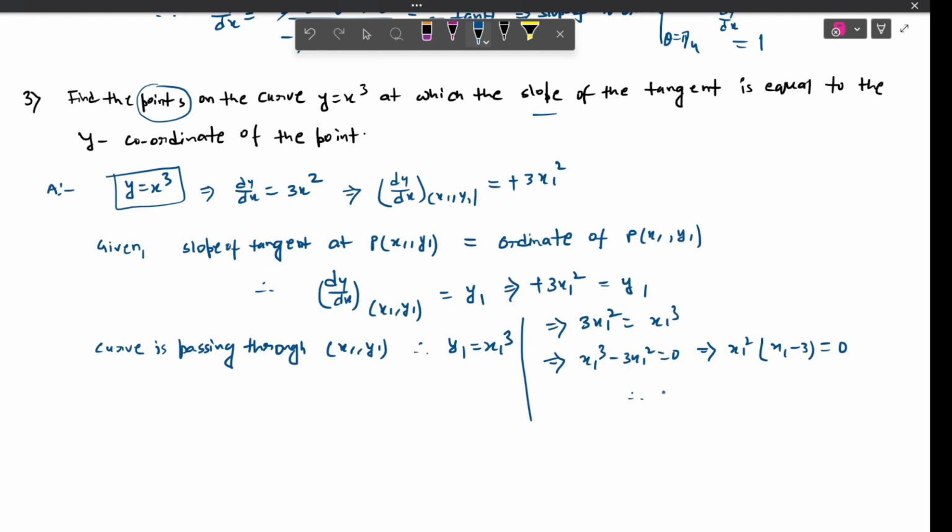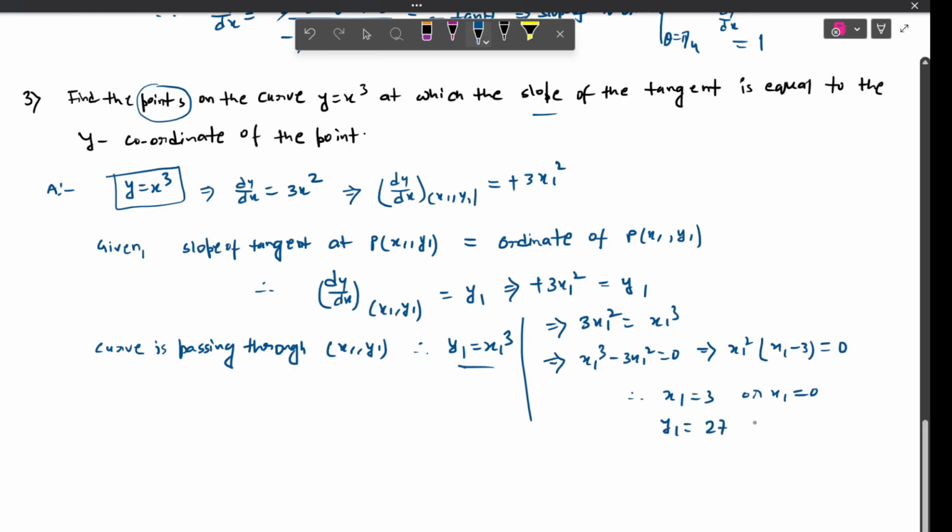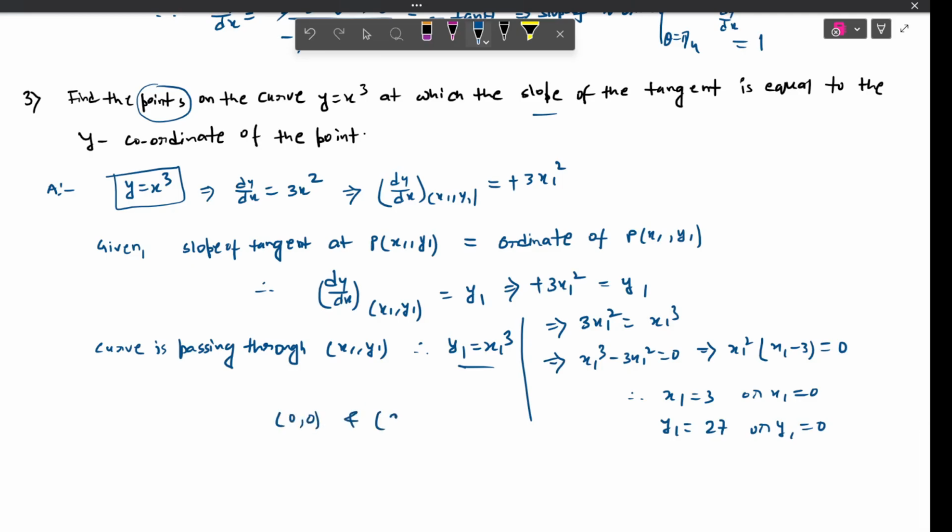That means x1 is 3 or x1 is 0, right? If x1 is 3, then y1 should be 27. And if x1 is 0, then y1 should be 0. So what are the points? The points should be 0, 0 and 3, 27. I think your concepts have been revised.